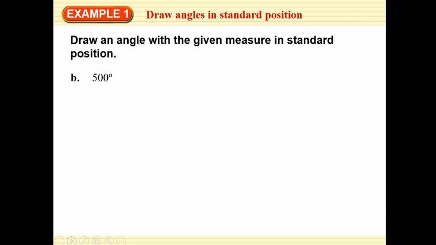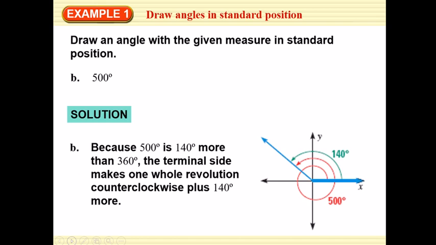Alright, example 1b, draw an angle with a given measure in standard position of 500 degrees. So 500 degrees, I will actually be going past 360. Starting at my initial side here, if I trace along here and get all the way back to my starting point, that's 360 degrees, so I'd have to go an additional 140 degrees to my terminal side.